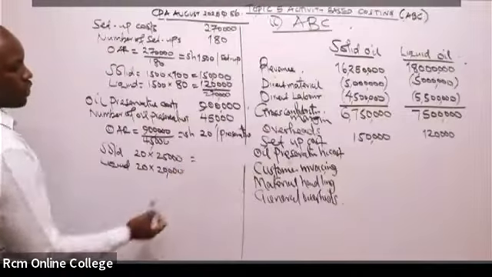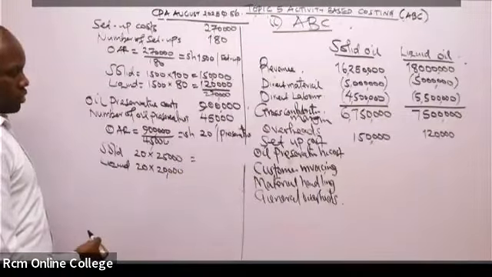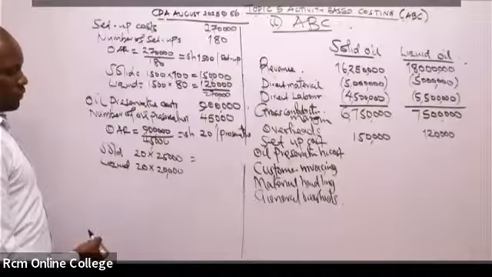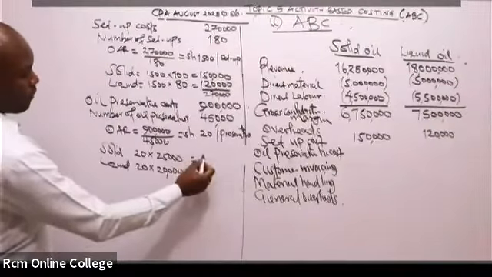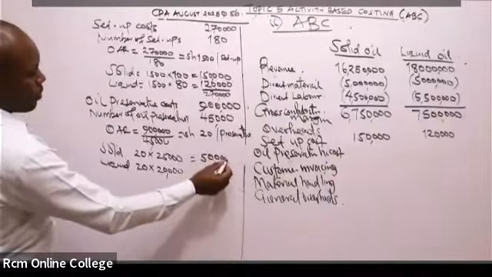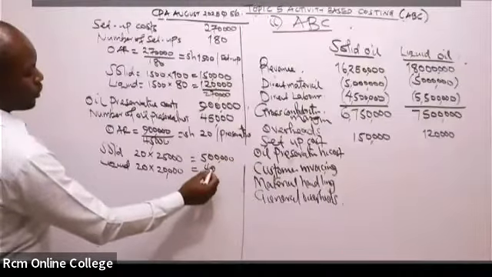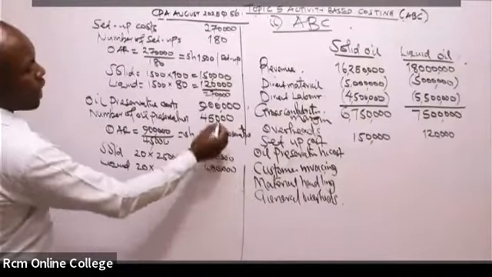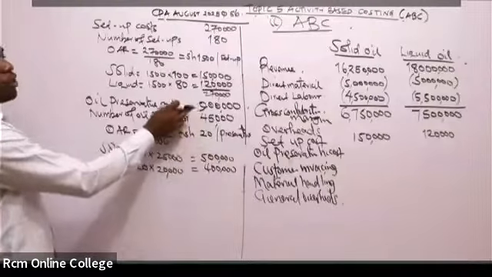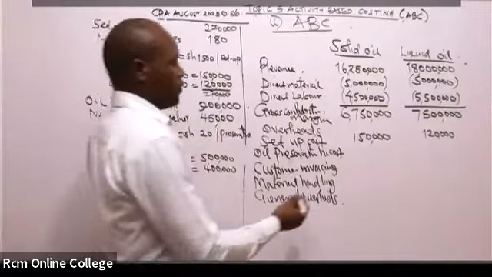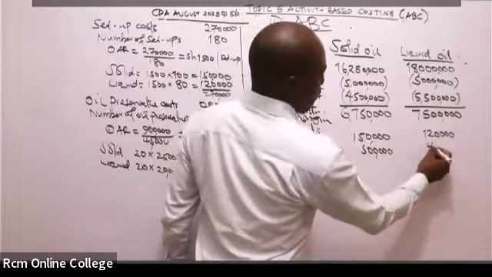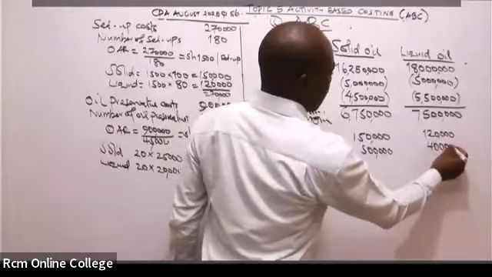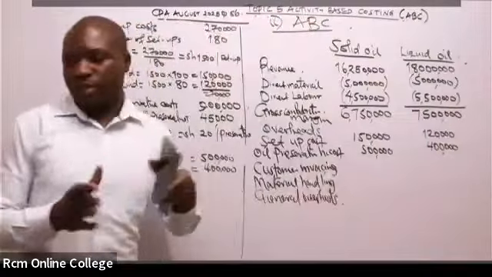So that will give us a total of, this one will be 500,000. This one will be 400,000. If you try to add them back, it must give you what you are sharing out. 500,000. 400,000. So I hope you've been able to see the pattern now.